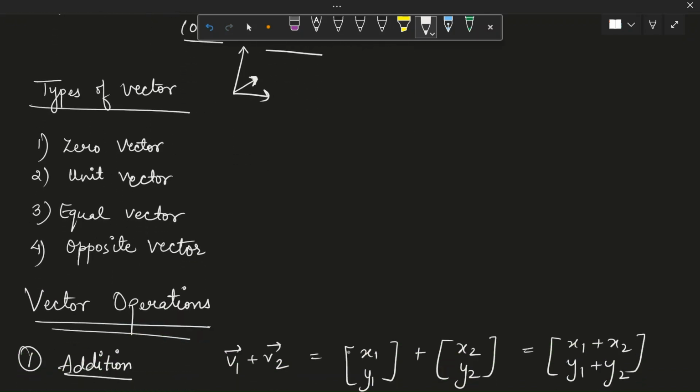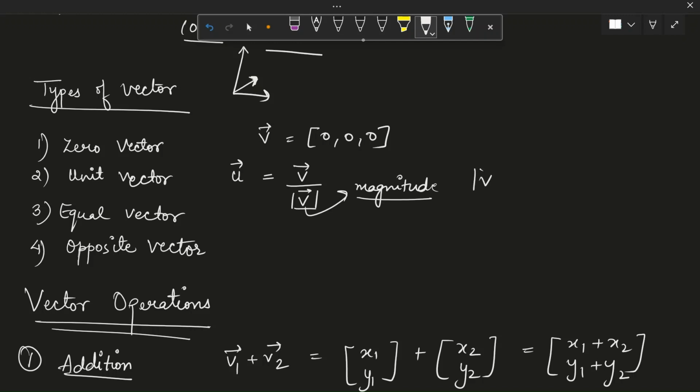There are different kinds of vectors. Firstly comes the zero vector, a vector with all components equal to 0. For example, a zero vector is something like this. Then comes the unit vector. A vector with a magnitude of 1 is called a unit vector, and we can represent it like this. This is your magnitude, and to become a unit vector, it should be equal to 1. This is the condition.